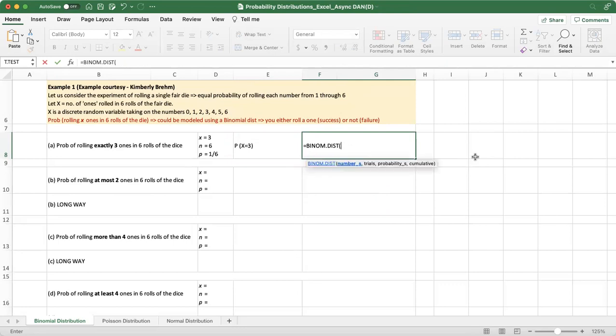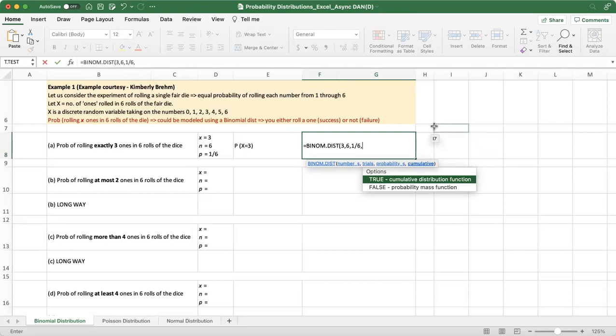And it has 4 arguments. The first argument is the number of successes, and that's 3. The second argument is the number of trials, which is 6. The third argument is the probability of success in each trial, which is 1 over 6. And the last argument is a true or false type argument.